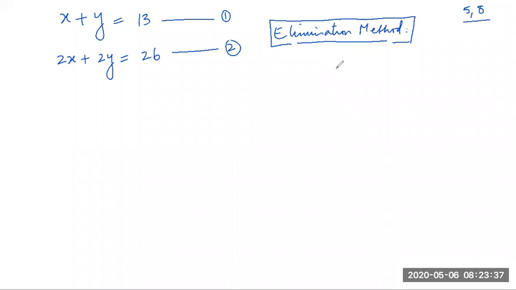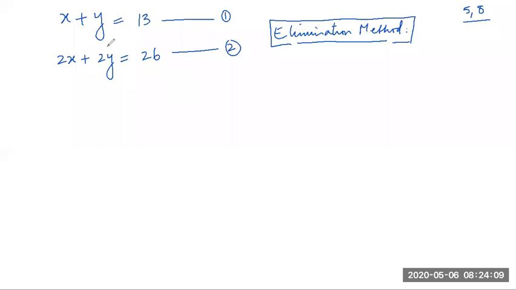Alright, students, we want to learn what the elimination method is, as applicable to finding a common solution for any two linear equations in two variables. Each equation might have many solutions, but a common solution is a solution which will satisfy both the equations.